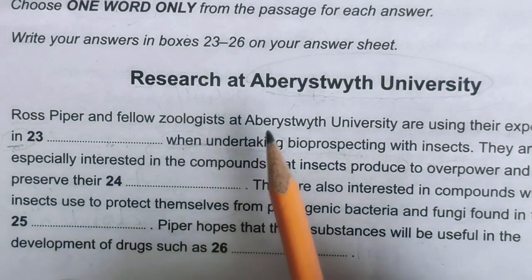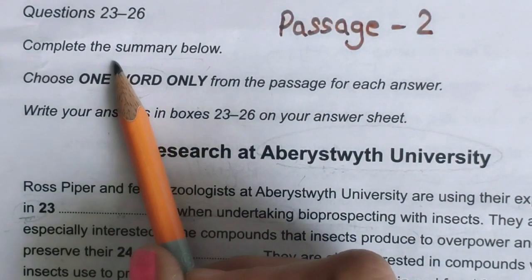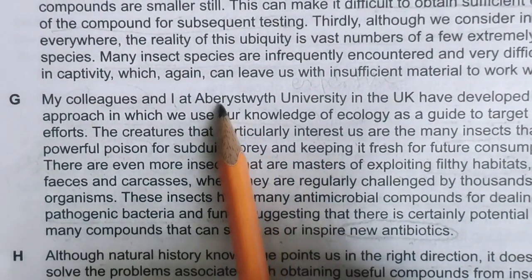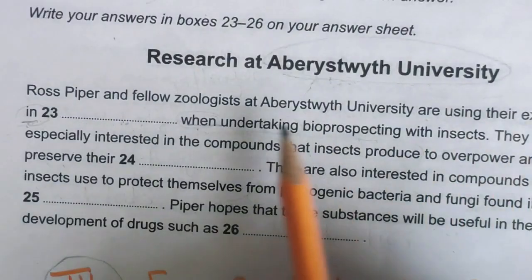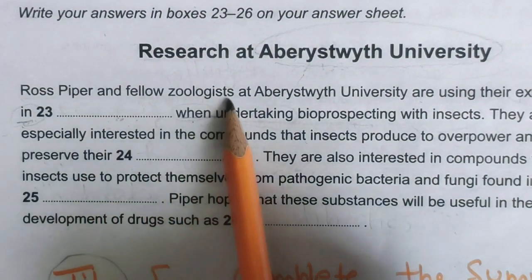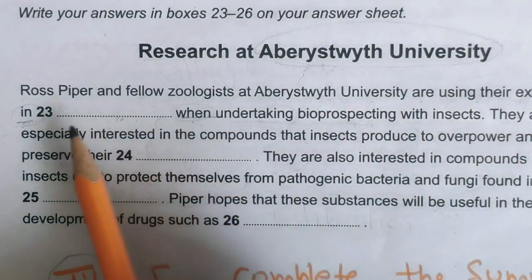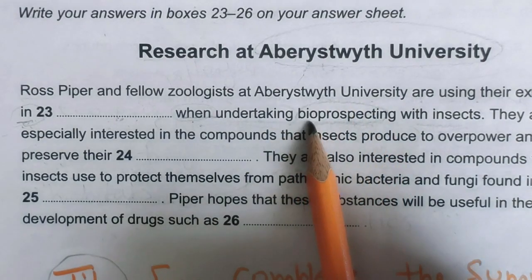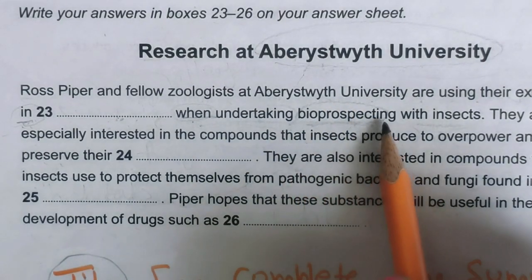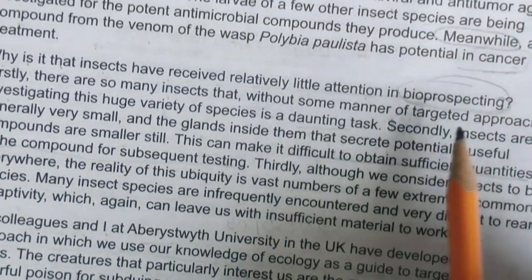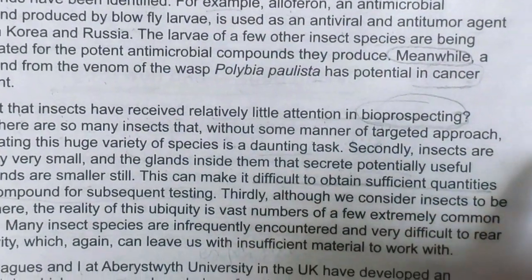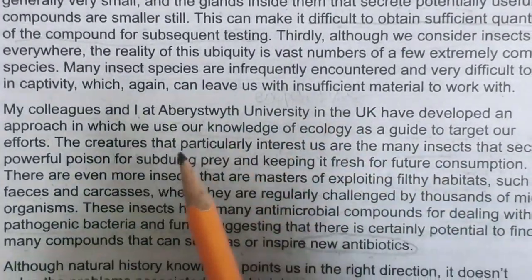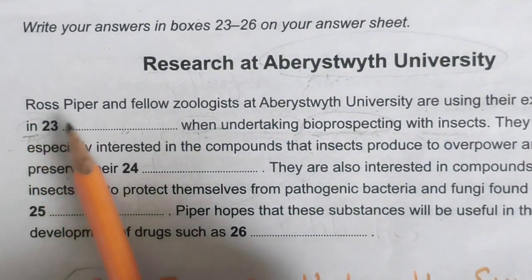Okay, so let's start this passage, this complete the summary, with the help of this word. This word I have already told you, this was in G paragraph in the university. Okay, now start reading it. Rose Piper and fellow geologists are using their expertise in when undertaking bioprospecting with insects. Yes, it was given here. So bioprospecting with insect, this word was in here. Okay, but we have to look for this paragraph because they are talking about other person also.